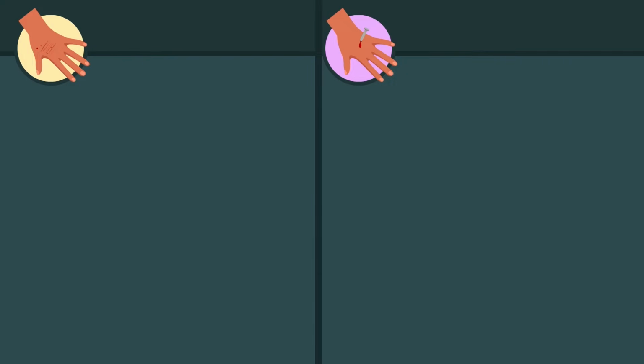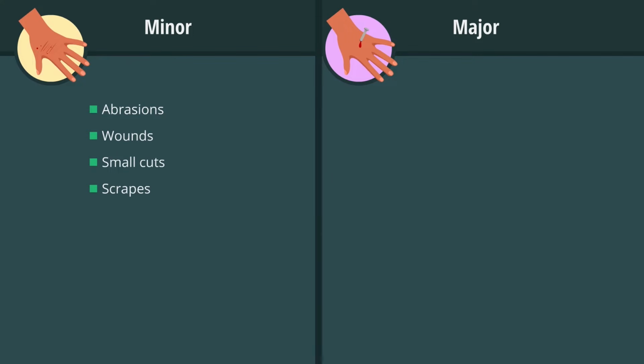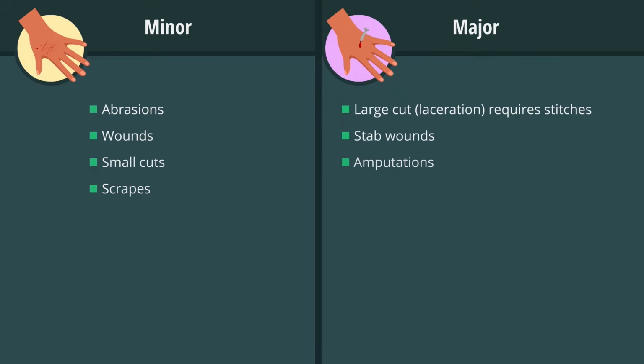To begin this section, we cover soft tissue injuries, which fall under two categories, minor and major. Minor soft tissue injuries include abrasions such as wounds, small cuts, or scrapes. Major injuries are a large cut or a laceration that require stitches, and soft tissue injuries such as stab wounds or amputations demand immediate emergency assistance.